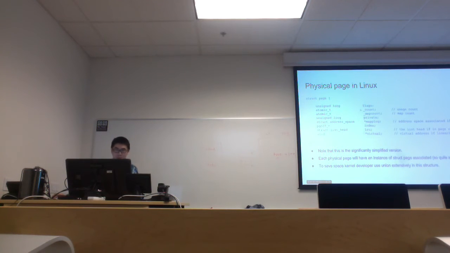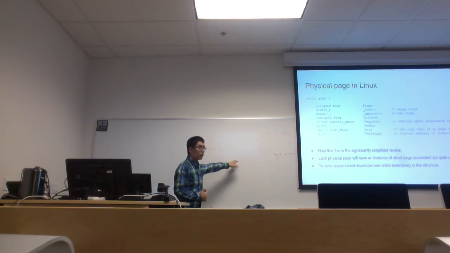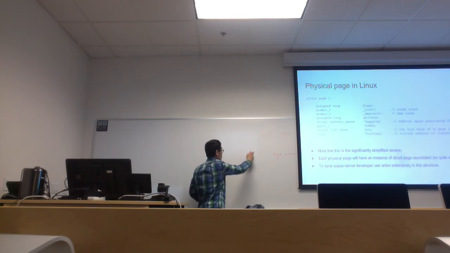So let's have a look at what this structure contains. It contains flags telling about the permissions or the attributes associated with this page. We'll see it soon. And a counter. So we see a virtual page can be mapped to a physical page. How about if I map 2 virtual pages to the same physical page? Is this allowed?